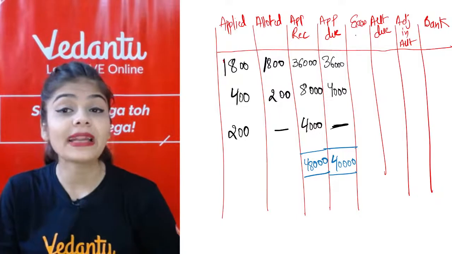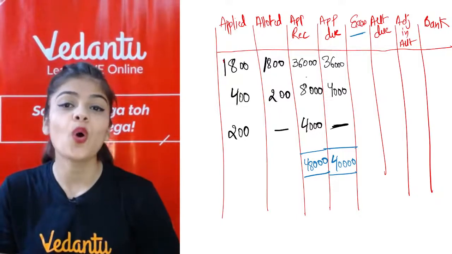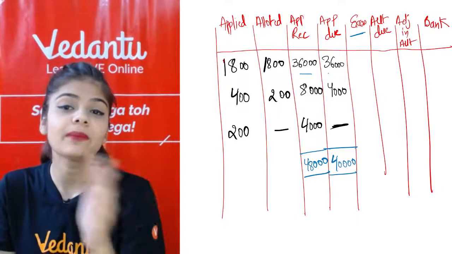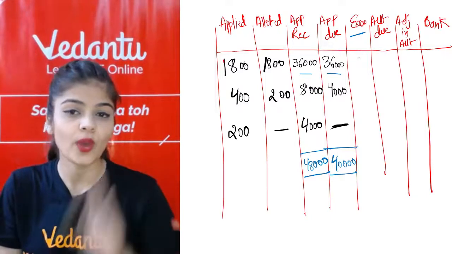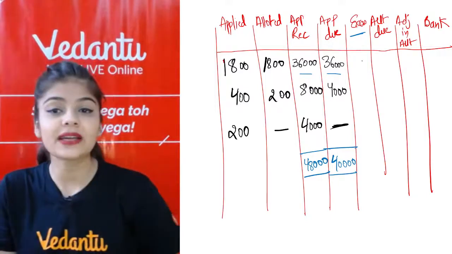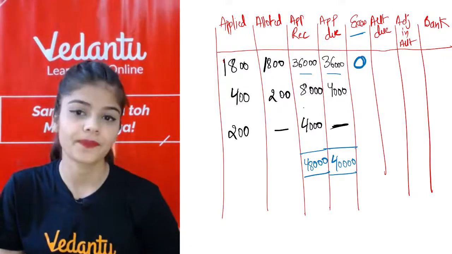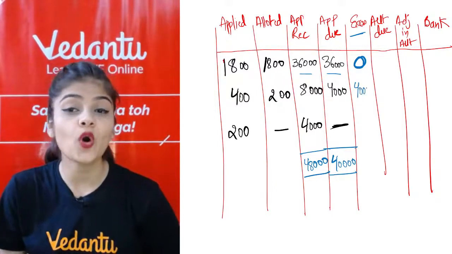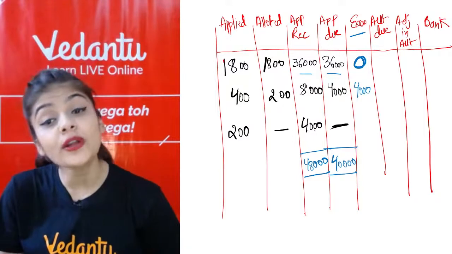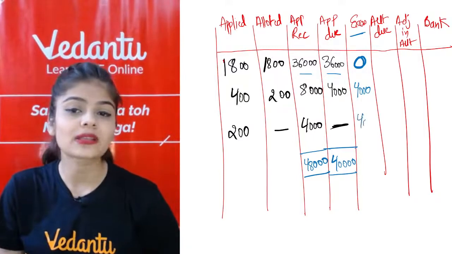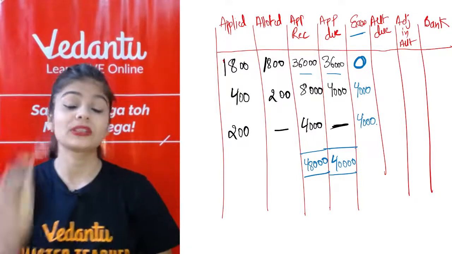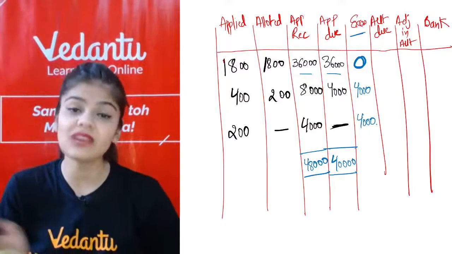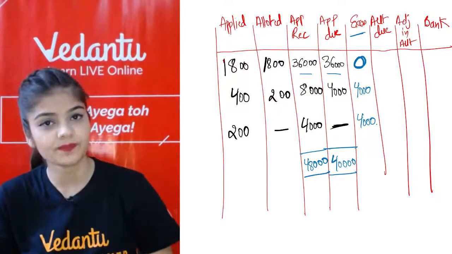Now we will find out the excess amount. So application money received minus application money due. 36,000 minus 36,000, it is 0. 8,000 minus 4,000, it is 4,000. 4,000 minus 0, it is 4,000. So this is excess money received at the time of application.